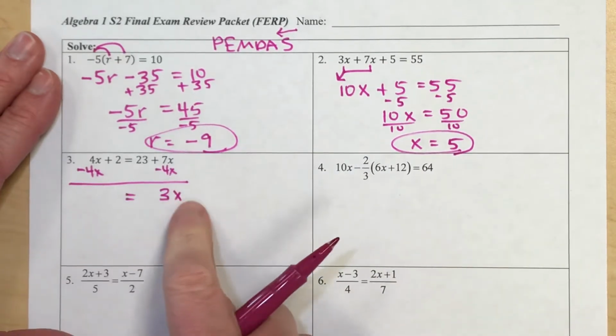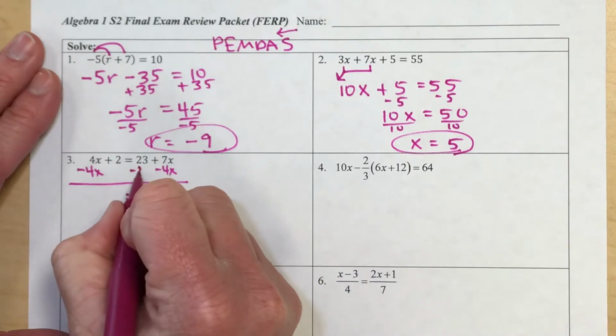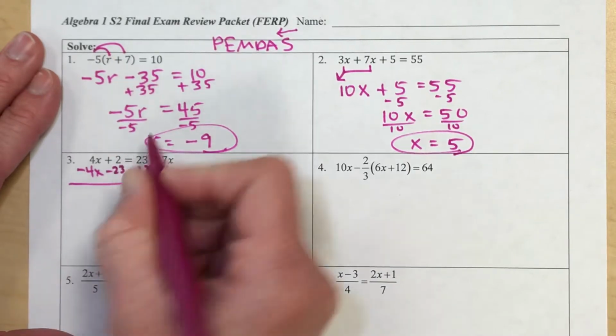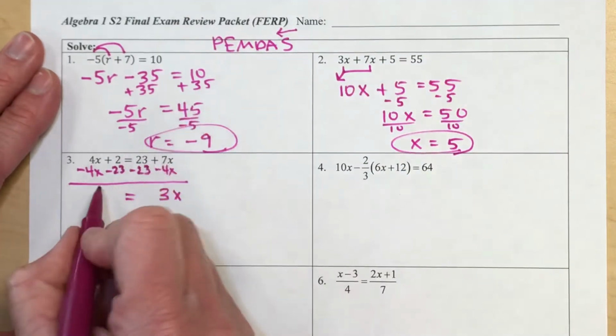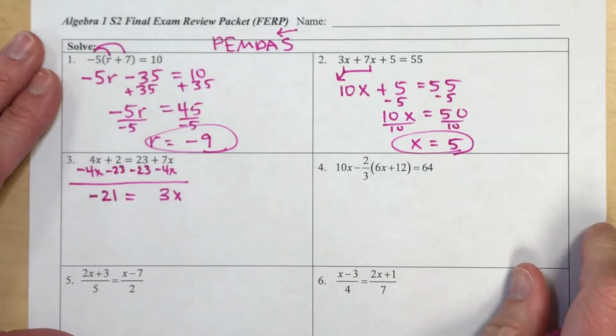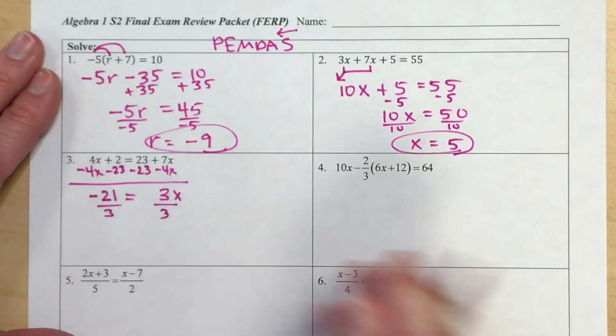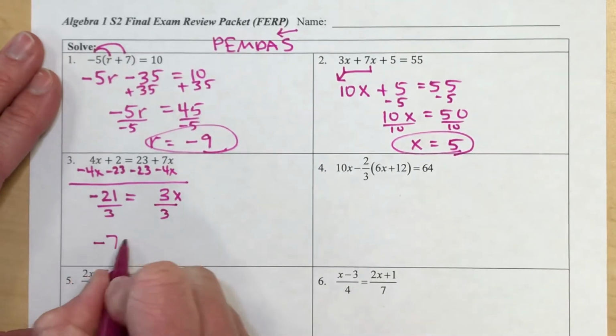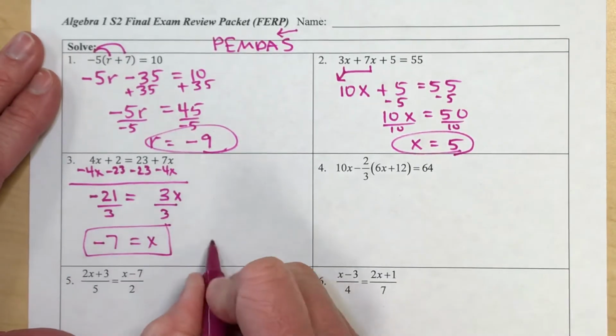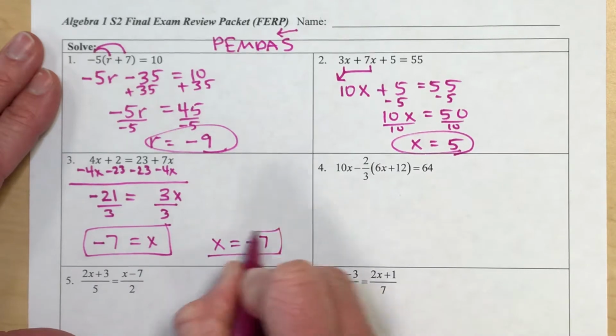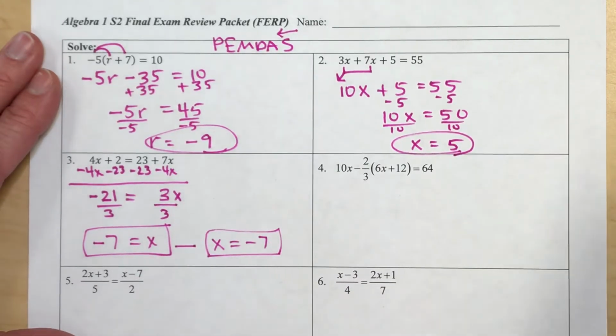So if my x is over here on the right, that means I need to move my numbers to the other side. And 2 minus 23 was -21. And now to solve for my x, I just need to get rid of the 3. So I'll divide both sides by 3, and I get -7. You might want to rewrite it x equals -7, but really these are the same thing.